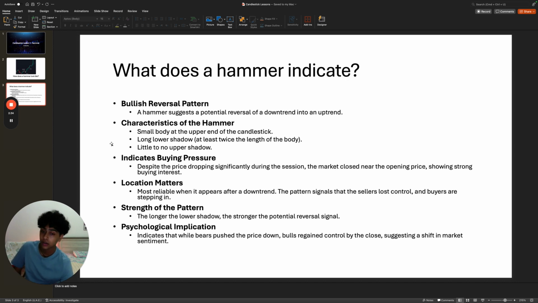The hammer is found after a downtrend or correction. It signals that the sellers are losing or lost control, and buyers are now stepping in. The longer the lower shadow, the stronger the potential reversal signal. And as I mentioned, this indicates that while bears push the price down, in the end, bulls regain control by the close, suggesting a shift in market sentiment.